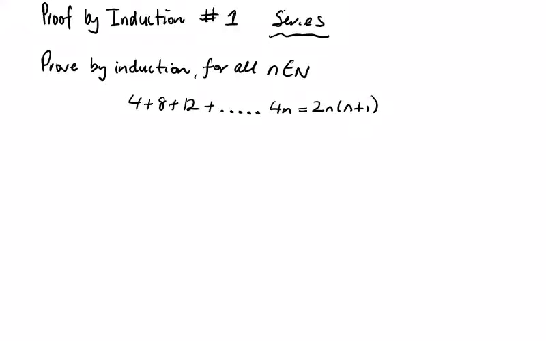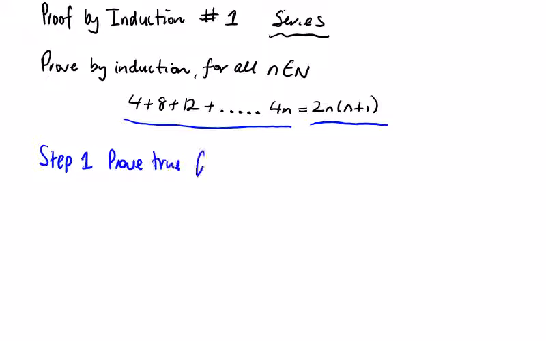Proof by induction number 1 involves series, where we're adding a series of numbers together to get something else, a simplified version of it in terms of n. So there are 4 steps involved here. Step 1, we're going to show it's true, or prove it true, for n is equal to 1.